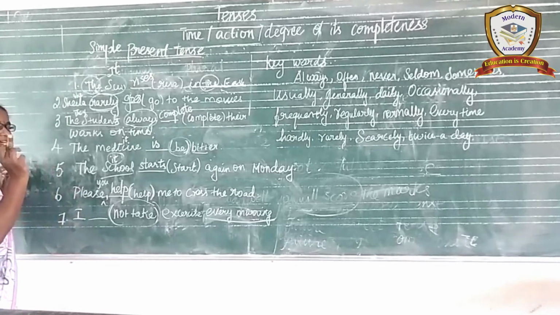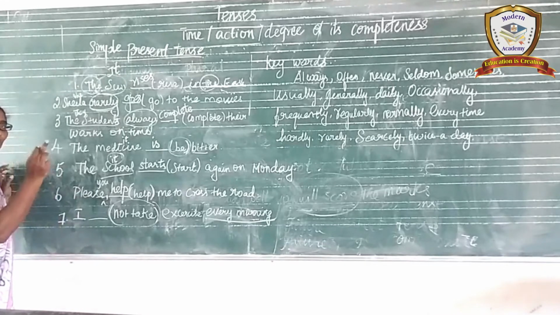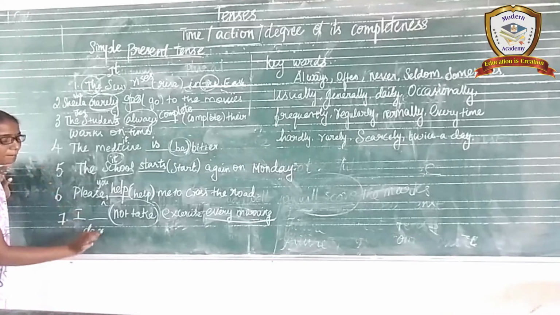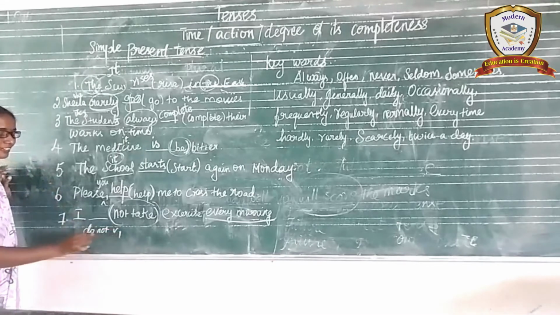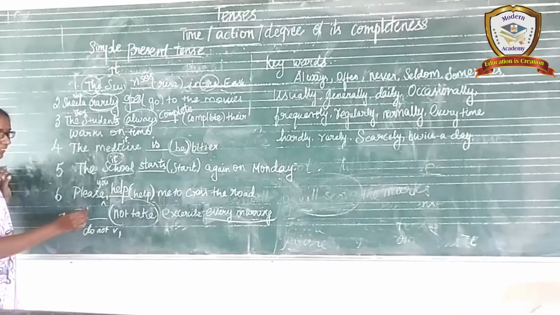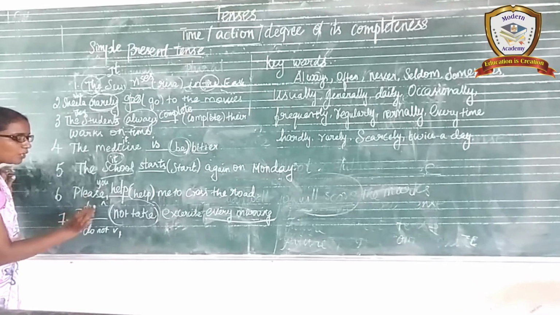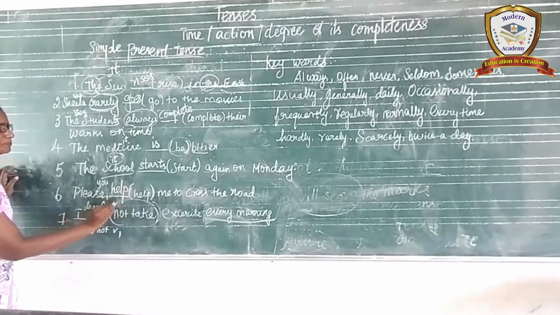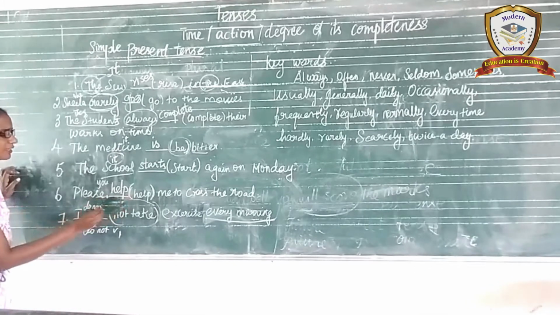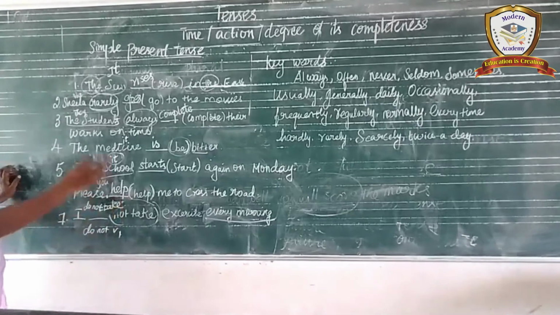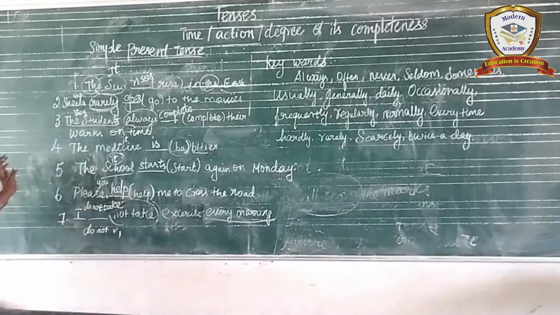Just recall. Just now I taught you how to write the simple present tense in negative: do plus not plus V1. Isn't it? I followed by do. What is the answer? I do not take exercise every morning.